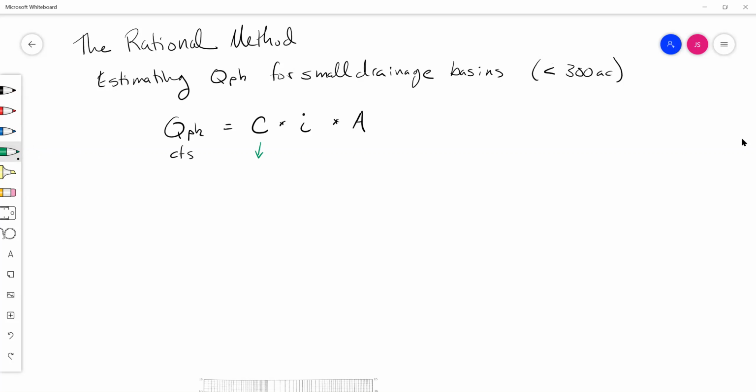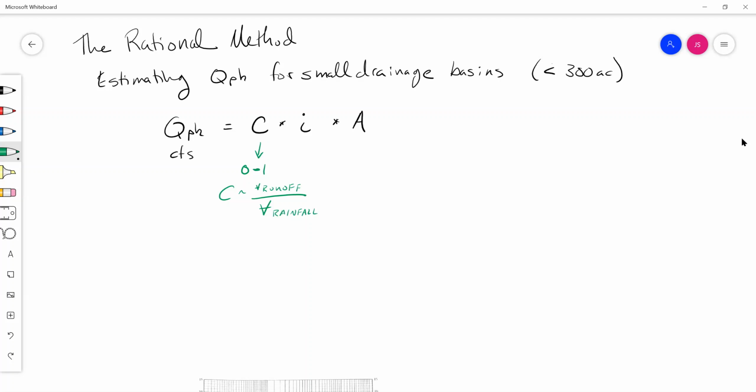C is kind of like the curve number, except instead of going from 0 to 100, it goes from 0 to 1. And so it's a fraction. And we can kind of think of it as the fraction of runoff. We'll just say volume of runoff all over the volume of our rainfall. That's kind of approximately what it is. And you can look these values up in a table. In the homework, I give you a table to consult.